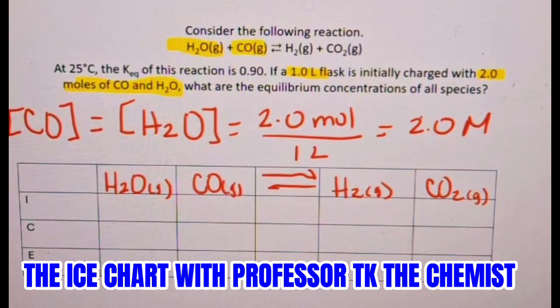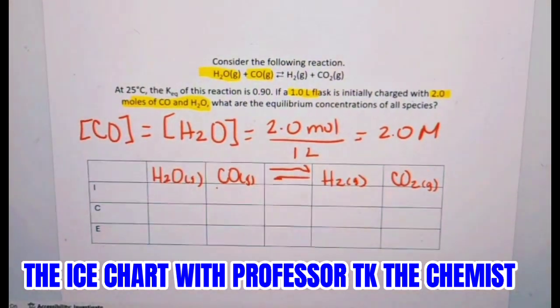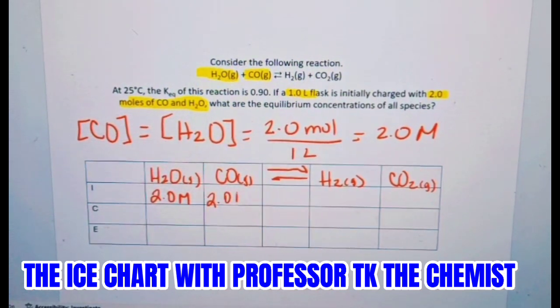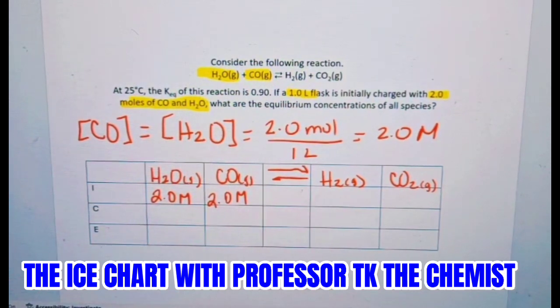Now, you're probably saying, all right, what do we do with that number? Well, let me back this chart out so y'all can see. We're going to put it in the initial part of our chart. The initial amount of water that they gave us was 2.0 molarity, and that was the number that we just calculated. They also gave us 2.0 molarity of carbon monoxide. These are your spaces with the arrows, so nothing's going to go here. For hydrogen and carbon dioxide, they did not give you the concentrations of those. So you know what we're going to put there? Zeros. There wasn't anything given there.